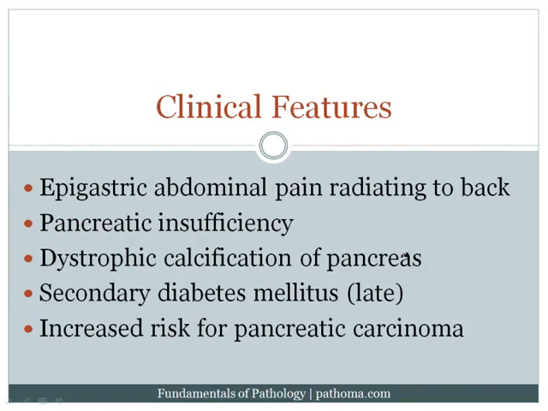An additional feature of chronic pancreatitis will be that you'll have dystrophic calcifications of the pancreas. On imaging, you'll see this calcification wrapping around the pancreas, and often the pancreas can be massively calcified when there's chronic pancreatitis. If there's extensive damage to the pancreas, you'll eventually damage the islets, and when there's damage to the islets, the patient can present with secondary diabetes mellitus. However, this is a late complication.